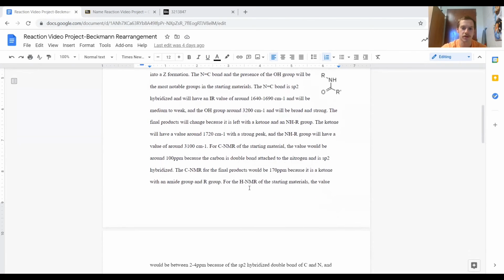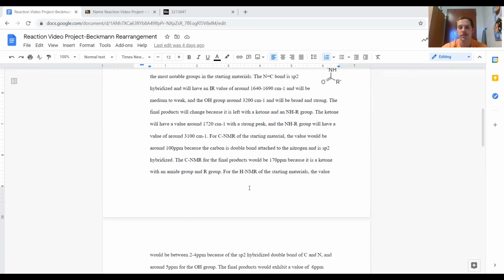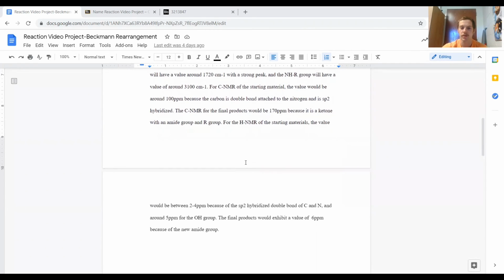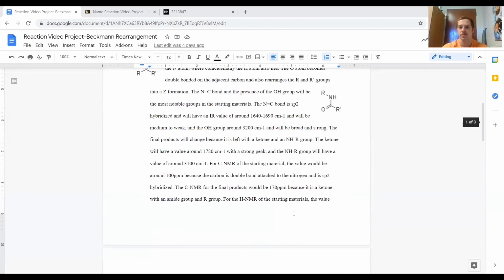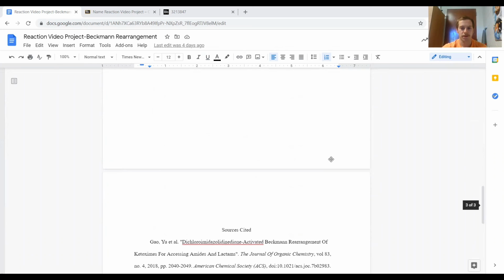For the CNMR of the starting material, the value would be like 100 ppm because the carbon is double bonded to a nitrogen as well, and sp2 hybridized. The CNMR of the final product would be like 170 ppm because of the ketone with an amide group and the R group. For the HNMR of the starting material, the value would be like 2 to 4 ppm because of the sp2 hybridized double bond again, and 5 ppm for the OH group. And the final product would exhibit a value of like 6 ppm because of the new amide group, and the two are right there on the screen. And here are my sources.